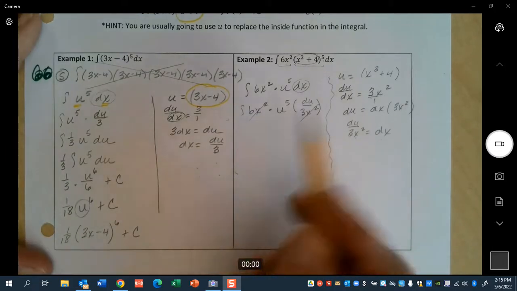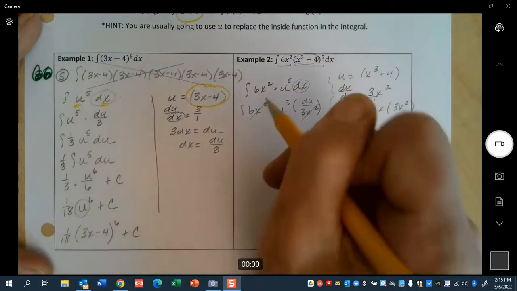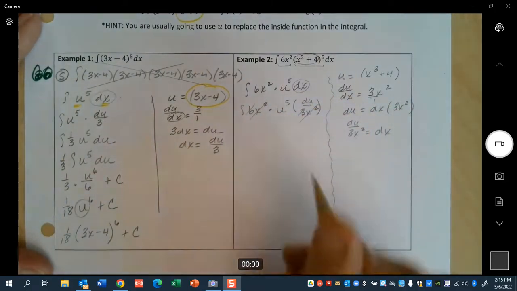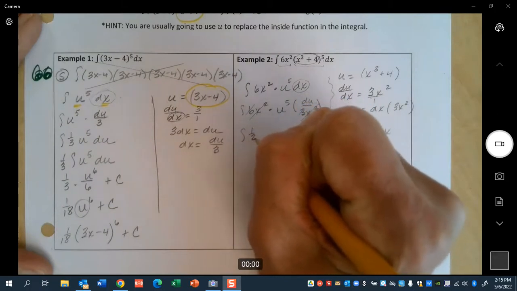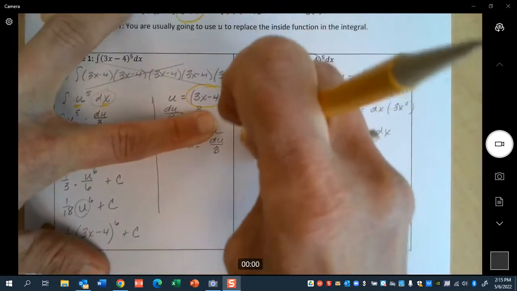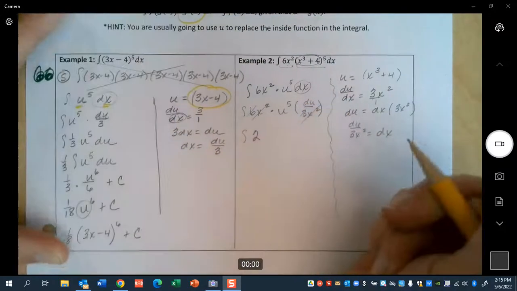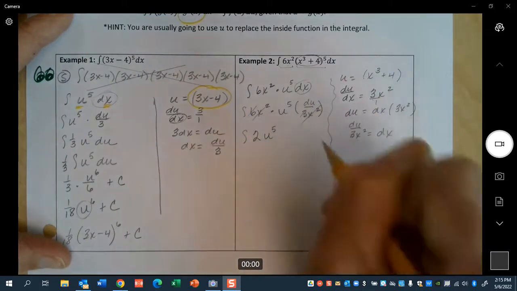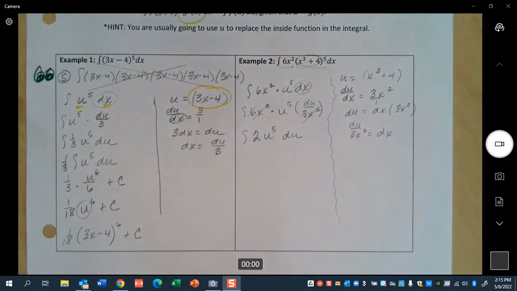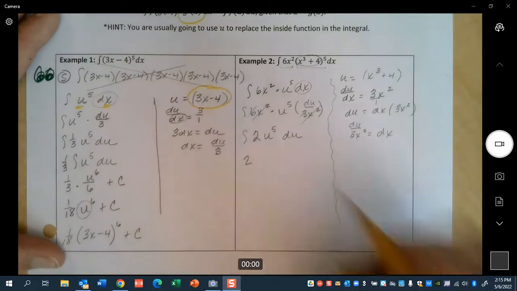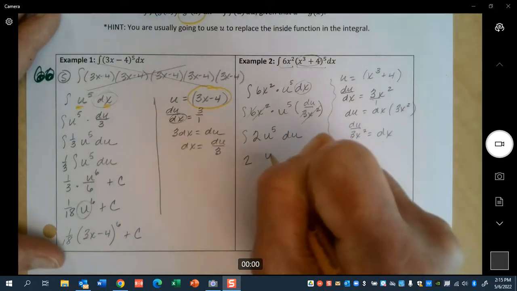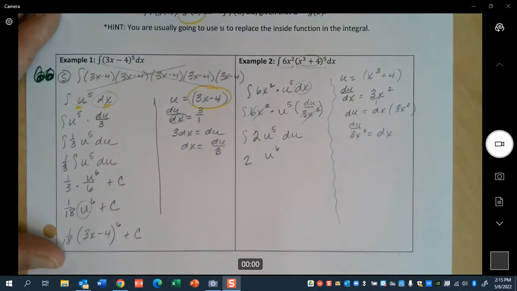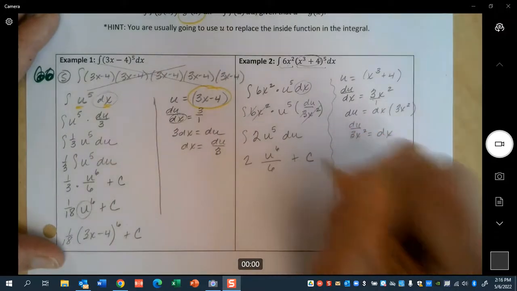So if you wind up with something in your integral that you're like, wait, I don't know how to do this, go back into your problem and look for something that winds up canceling out, because now I have 6 divided by 3 is 2 times u to the 5th du. I can integrate that. My 2 comes out. My u goes to 1 more power. I divide by my new exponent. Plus c.